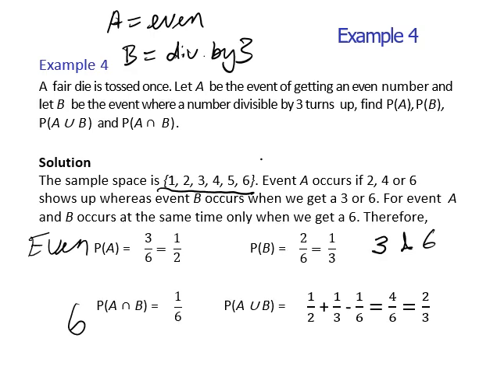However, the probability of an even number or a number that's divisible by 3. Okay. So which one is even or divisible by 3? Is 1 even or divisible by 3? Okay. 1 is no. Is 2 even or divisible by 3? Yes. 2 is. Is 3 even or divisible by 3? 3, yes. Is 4 even or divisible by 3? 4, yes. Is 5 even or divisible by 3? 5 is not. Is 6 even or divisible by 3? 6 is also. So you have 4 outcomes out of 6. So that's 2/3.